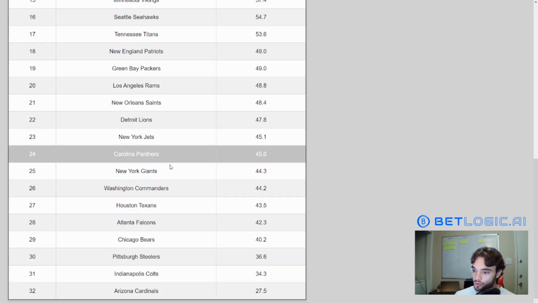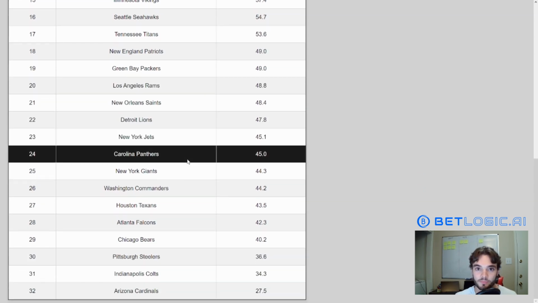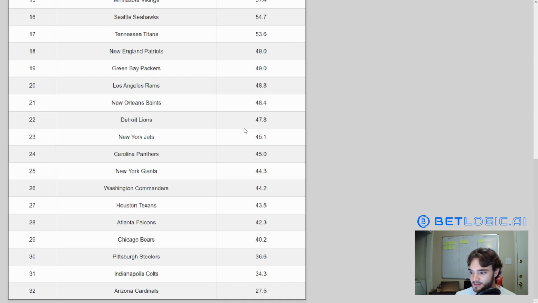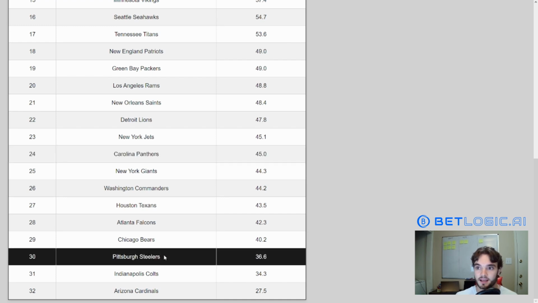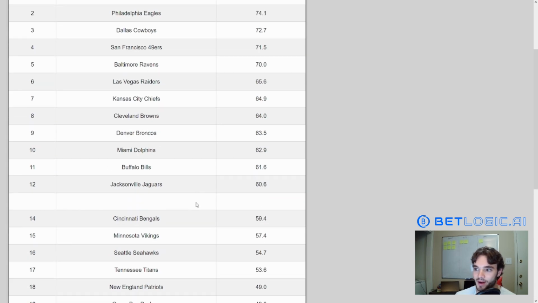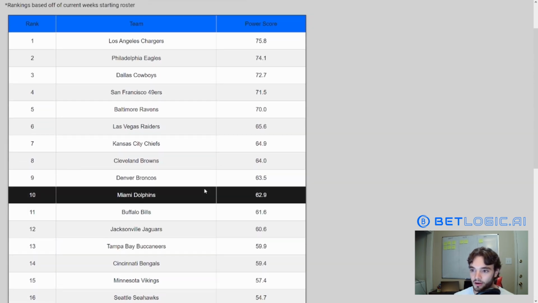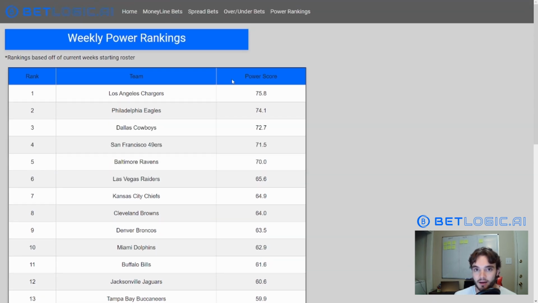But this is a great tool. Again, I wouldn't take this as the end all be all of power rankings. Like the Steelers are bottom 3. That's because they had a horrible week 1. But I would just use it to see where the biases might exist within our model. So that's how I would utilize this portion of the website.